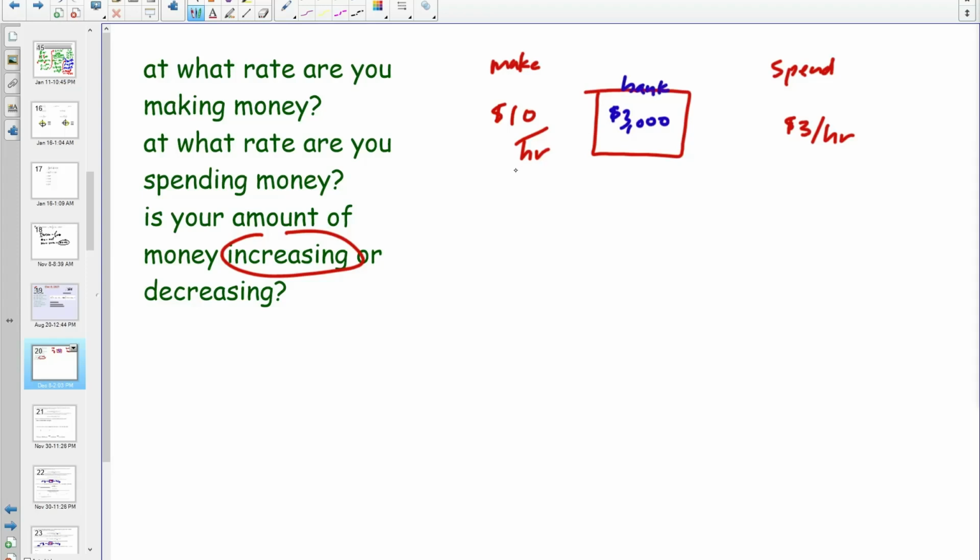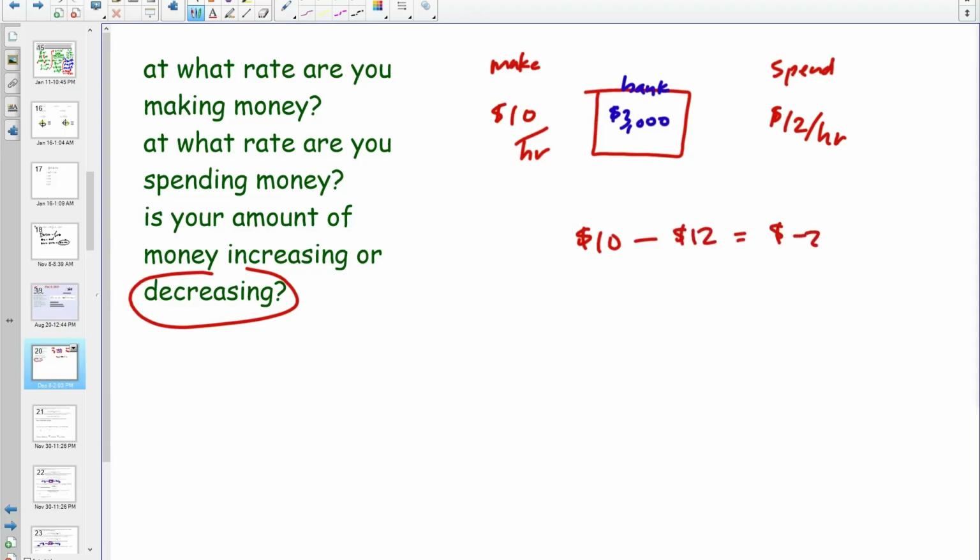Okay. What if I am making $10 per hour, but I'm spending $12 per hour? Then is my amount of money increasing or decreasing? Decreasing, right? Why? Because the rate in minus the rate out is negative. And when the rate in minus rate out is negative, that means the amount of money is decreasing.